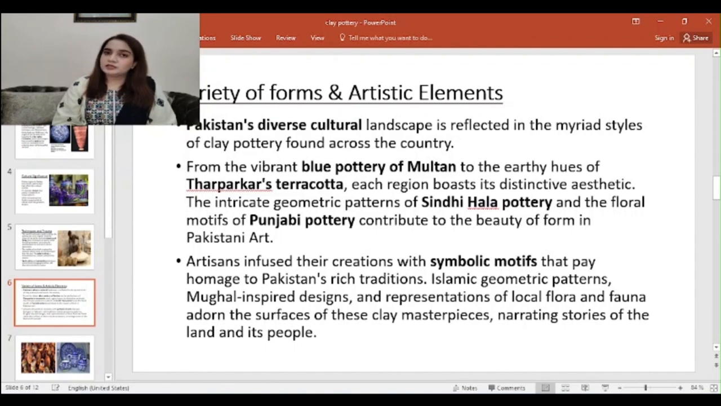form in Pakistani art. Artisans infuse their creations with symbolic motifs that pay homage to Pakistan's rich traditions. Islamic geometric patterns, Mughal-inspired designs, and representations of local flora and fauna adorn the surfaces of these clay masterpieces, narrating stories of the land and its people.